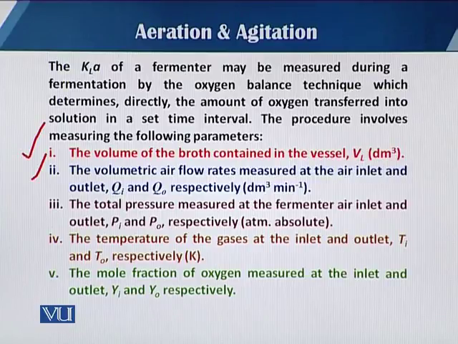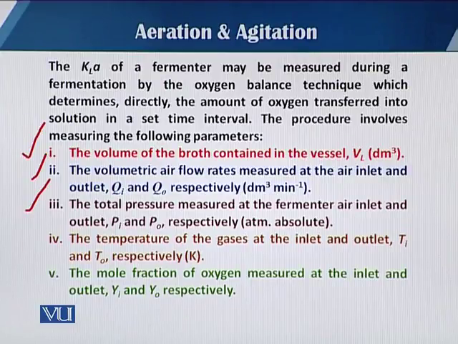In the same case, the estimation of the total air and the concentration of oxygen at the exit point. So both the inlet and the outlet are estimated, QI and Q naught respectively, in liters per minute, that is, how much air is supplied, in LLM. We have discussed the unit of aeration while discussing the design of the fermenter. The third one is the total pressure measured at the fermenter air inlet and outlet, PI and P naught.